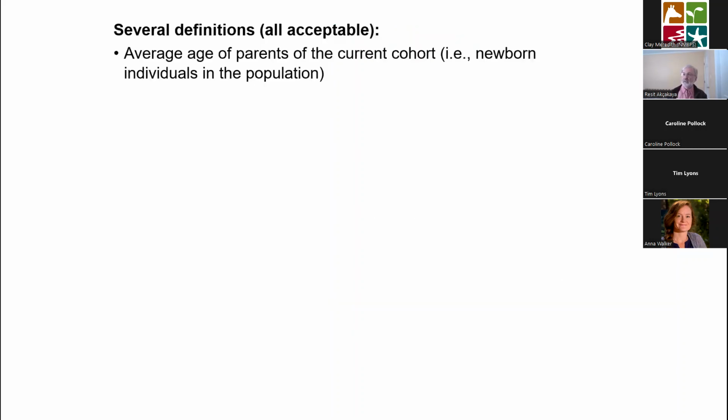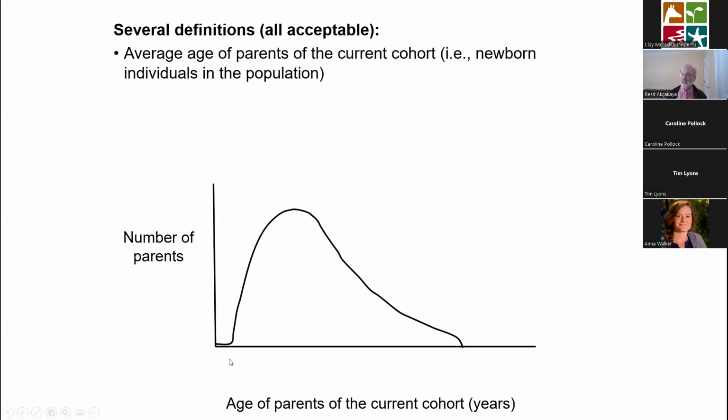Now, how do we actually estimate? Before getting into the practical methods of estimating, let me first discuss conceptually what are the different definitions of generation length. So the first one is average age of parents of the current cohort. Basically, you go to the population and you look at all the individuals that are born this year. If you know their parents, you say, okay, what's the age of the parents of the current cohort?